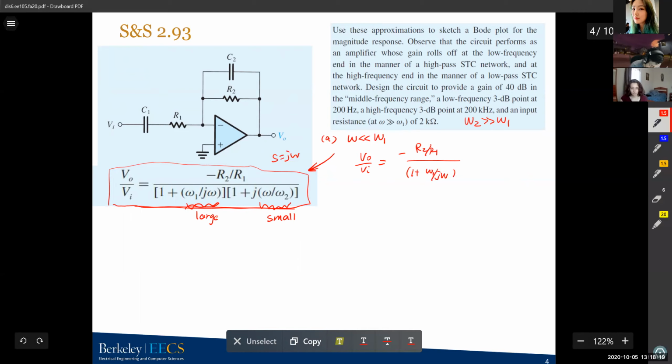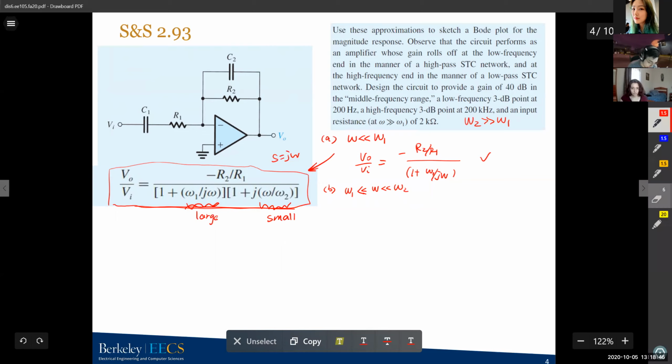So we can just ignore this part, because 1 plus a really small number is just equal to 1. So that's how we simplify the circuit. When omega is much less than omega 1, our equation can be simplified into this. And for the second part, we want to find the equation when omega is much less than omega 2 and much greater than omega 1.